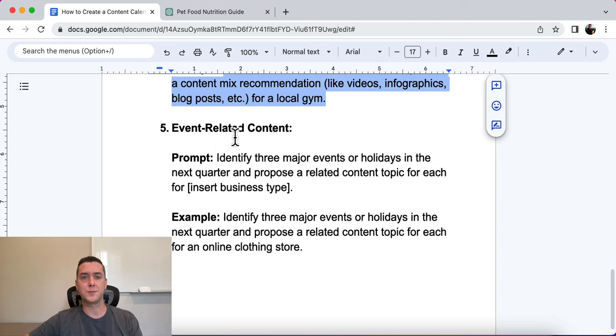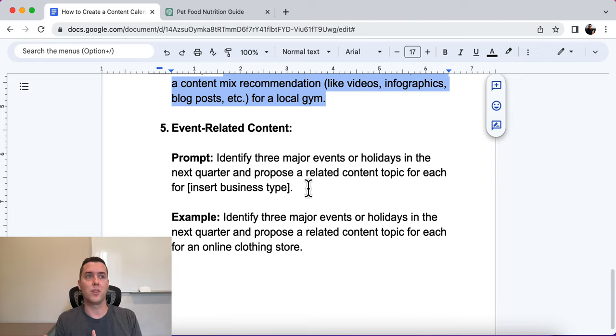And number five is event-related content. Have you ever seen in your email during Memorial Day or July 4th, there are always these email blasts that go out about special promotions and special offers? Those are really powerful because it gives businesses a reason to promote, to say, hey, I've got 20% off for you today. Click the link, buy our t-shirts or whatever you're selling, right?